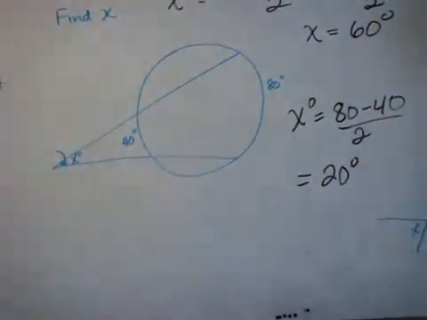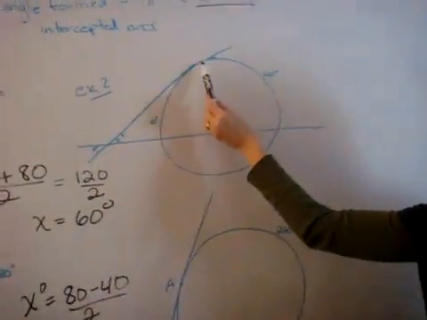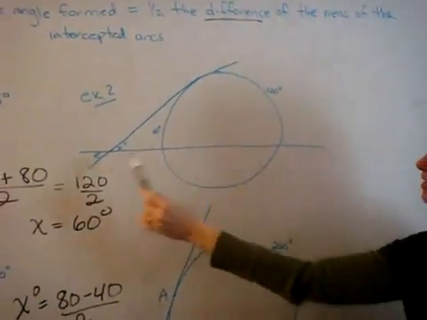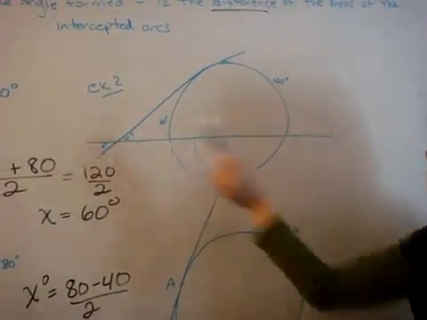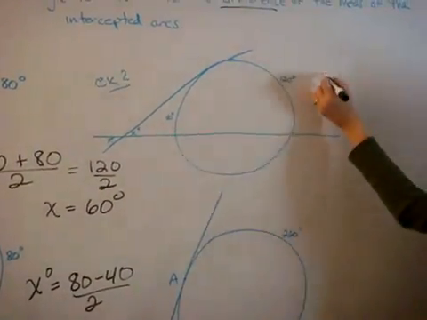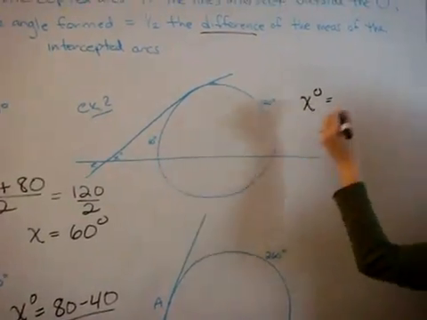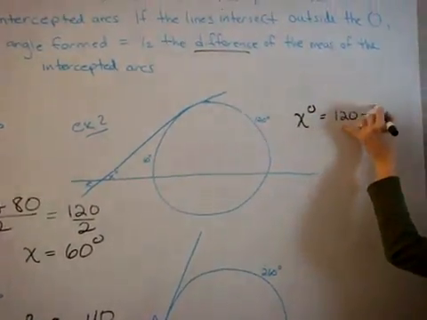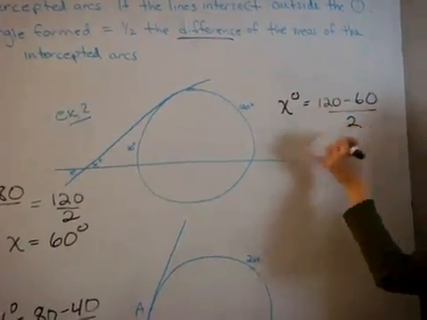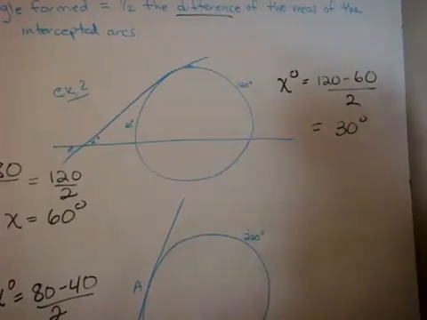Let's look at our final example. Example 2. This one is a tangent line because it hits at one point, and a secant line. They're intersecting outside of the circle, so we use the difference part of this rule. So we would have the angle x equals the difference of the intersected arcs. So it's 120 minus 60 divided by 2, which would be 60 divided by 2, which would be 30 degrees. See how easy these are?